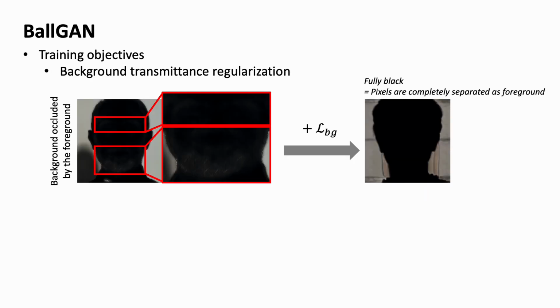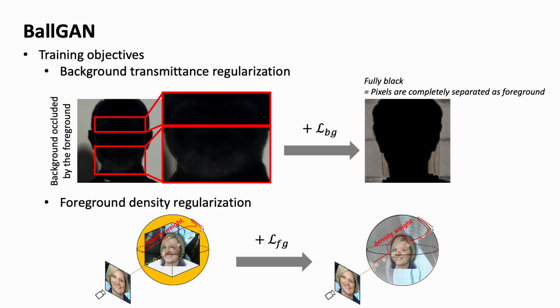We use two regularization techniques. The first one is background transmittance regularization. This loss ensures that foreground and background separate clearly. The next one is foreground density regularization. This prevents the foreground density from diffusing, making the foreground shape clear.